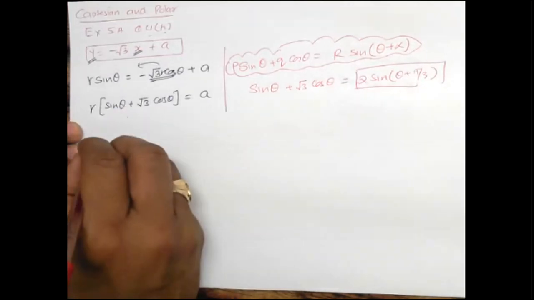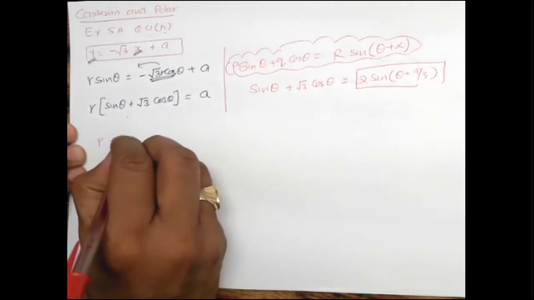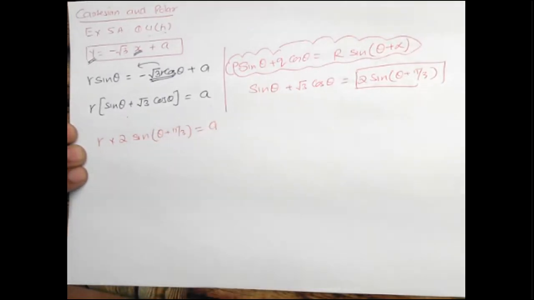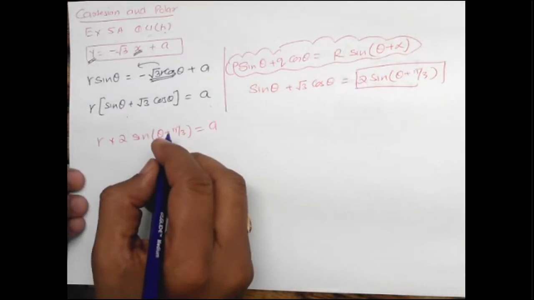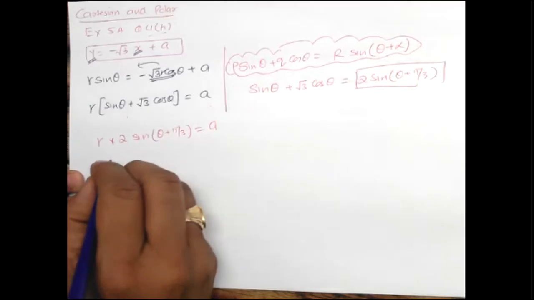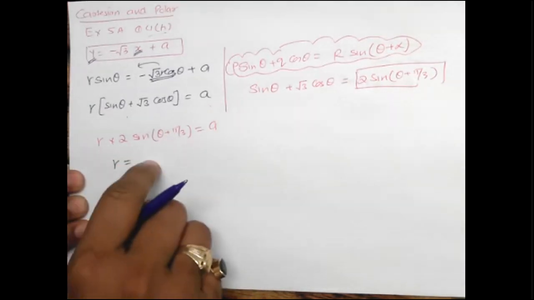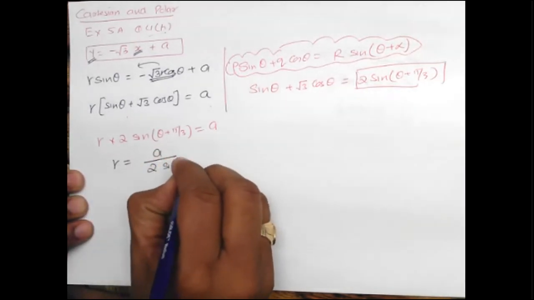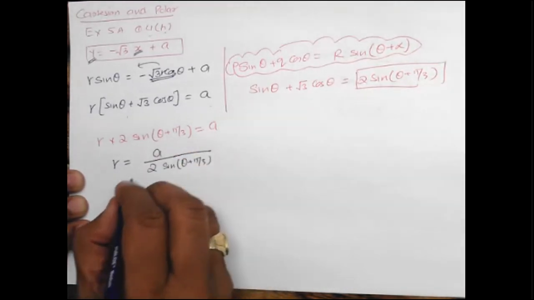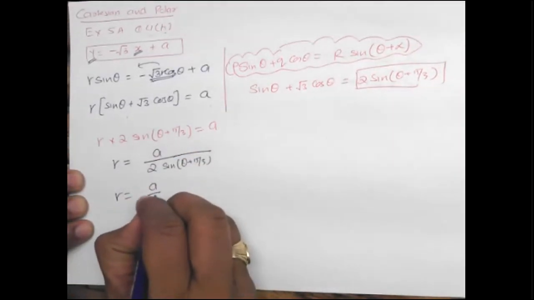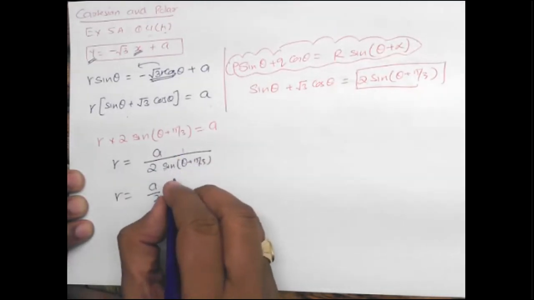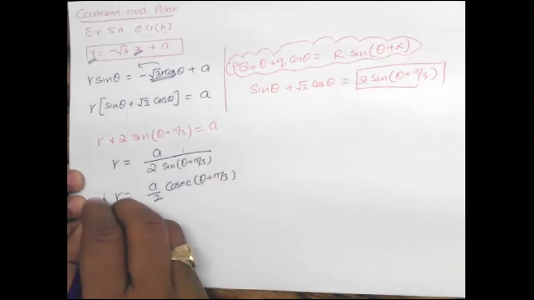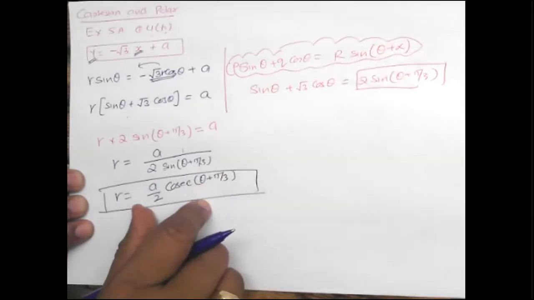Okay, so we bring that back in here. That gives you r times 2 sin theta plus pi by 3 is equal to a. Okay, so what do we do? You take this to the other side. So r is equal to, because that's how all your polar equations should start, a over 2 sin theta plus pi over 3. And this can be written as, if you want to make it more simple, a over 2, 1 over sin is cosec. So it's cosec of theta plus pi over 3. So that would be the polar equation for this Cartesian.